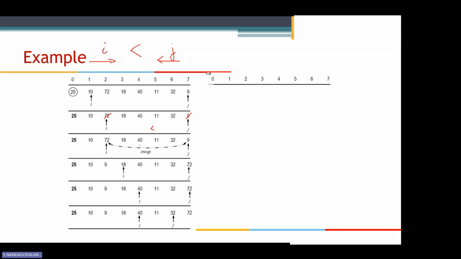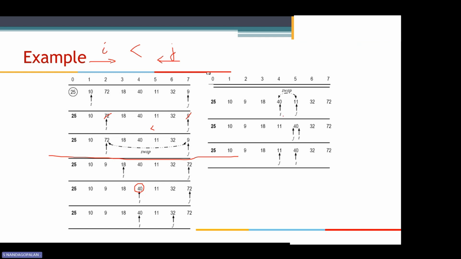18 is less, 40 is not. So stop i at 40. Now j, sorry, 72 actually, from here. So this is one swapping over. 72 is greater, so decrement j. 32 is greater, decrement j. 11 is not greater, stop at 11. So at 11, it is stopped. This is another swap because i is less than j, 4 is less than 5, so swap. So 11 and 40 are swapped.